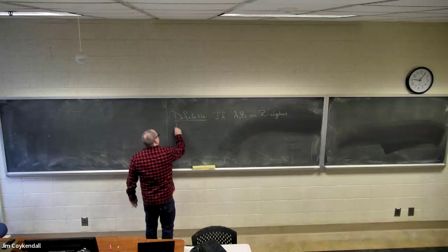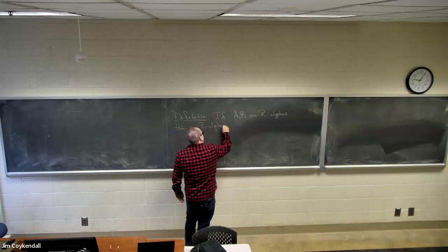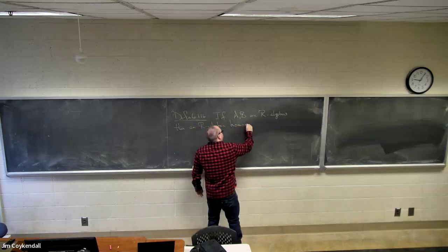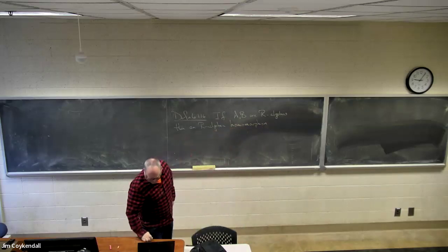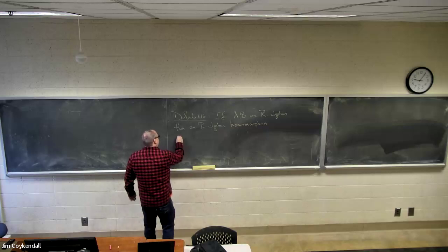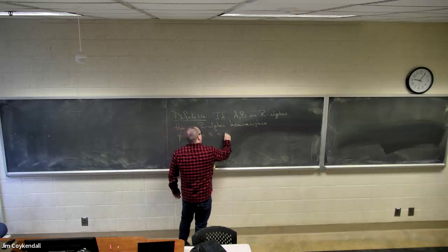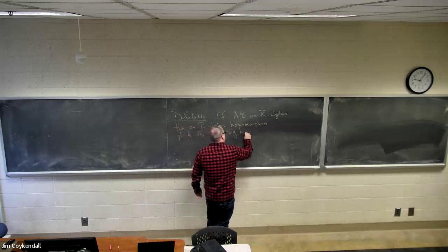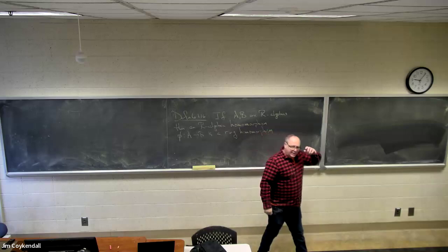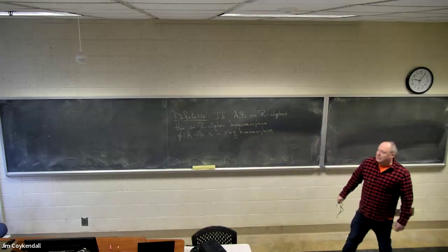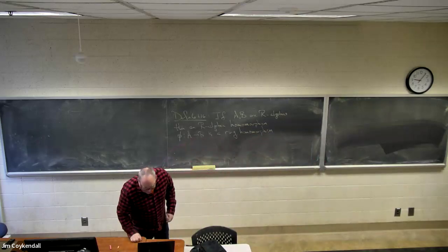Then an R algebra homomorphism is a ring homomorphism. Now remember, A and B are rings, but they're not necessarily commutative. So this is a ring homomorphism here, with a couple of caveats.